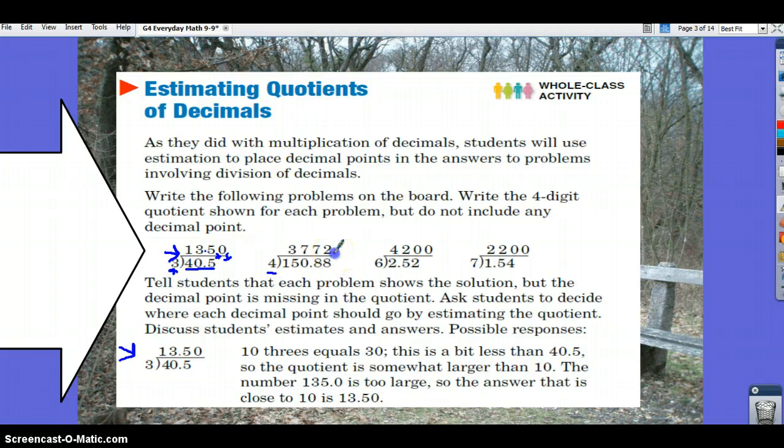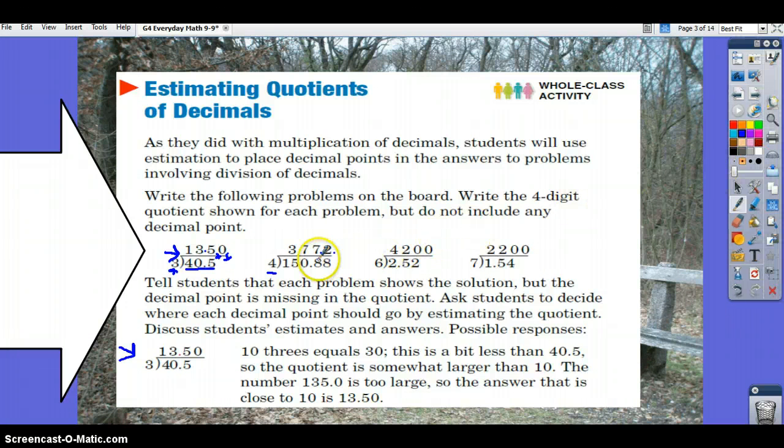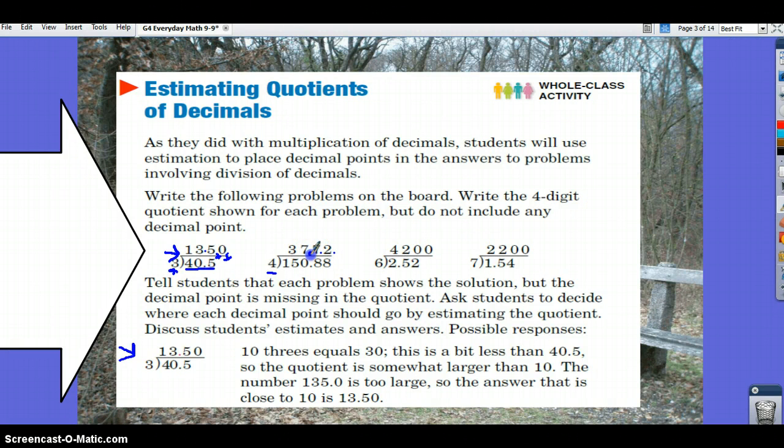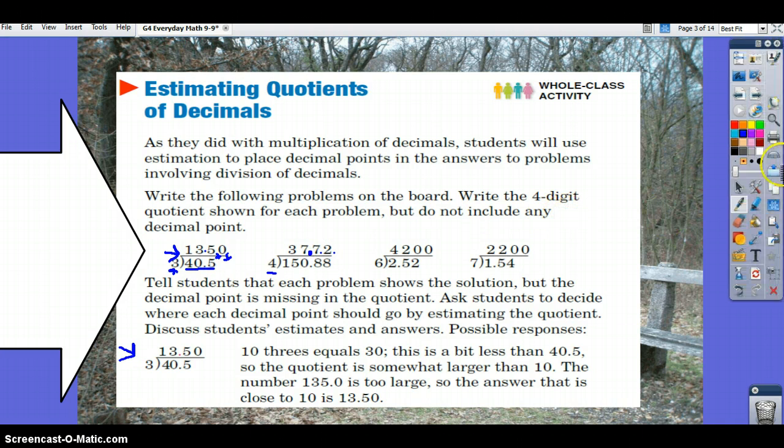So again, I wouldn't place my decimal point here because that's 3,772. I wouldn't place it here because that is 377. What makes the best sense is for me to place it here because 37 is closest to 40.